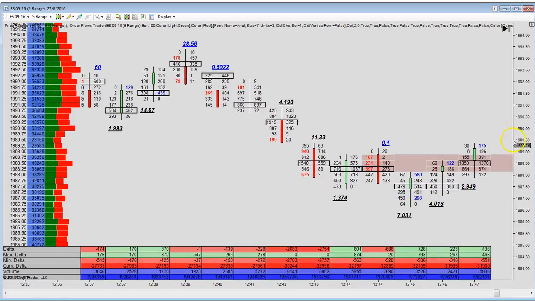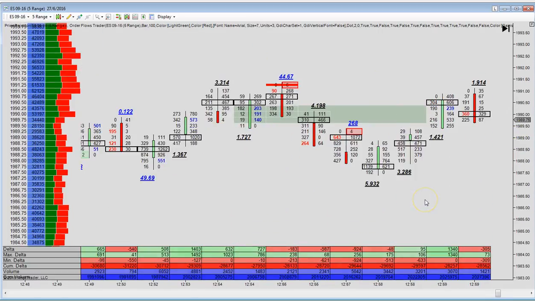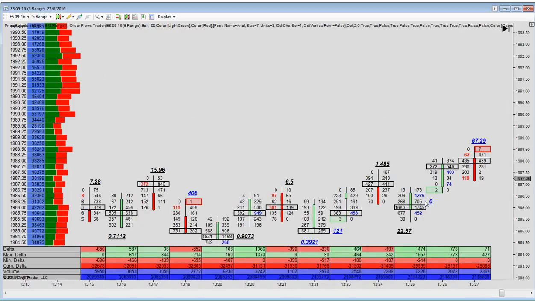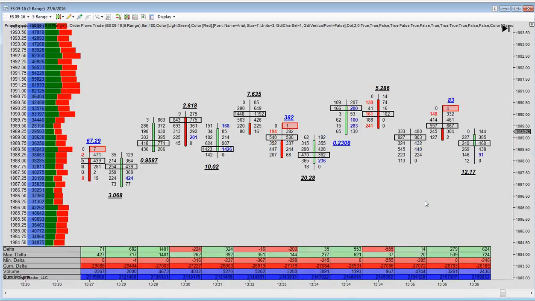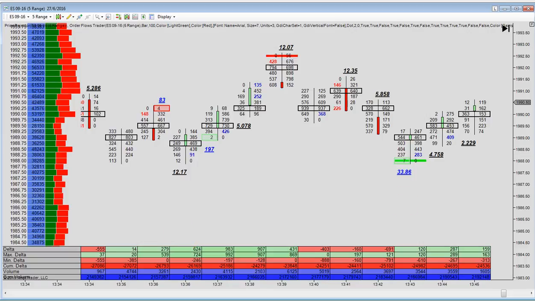There wasn't a whole heck of a lot. I was hoping to get some other trades later in the day, but honestly, I wasn't in front of my computer the rest of the day.